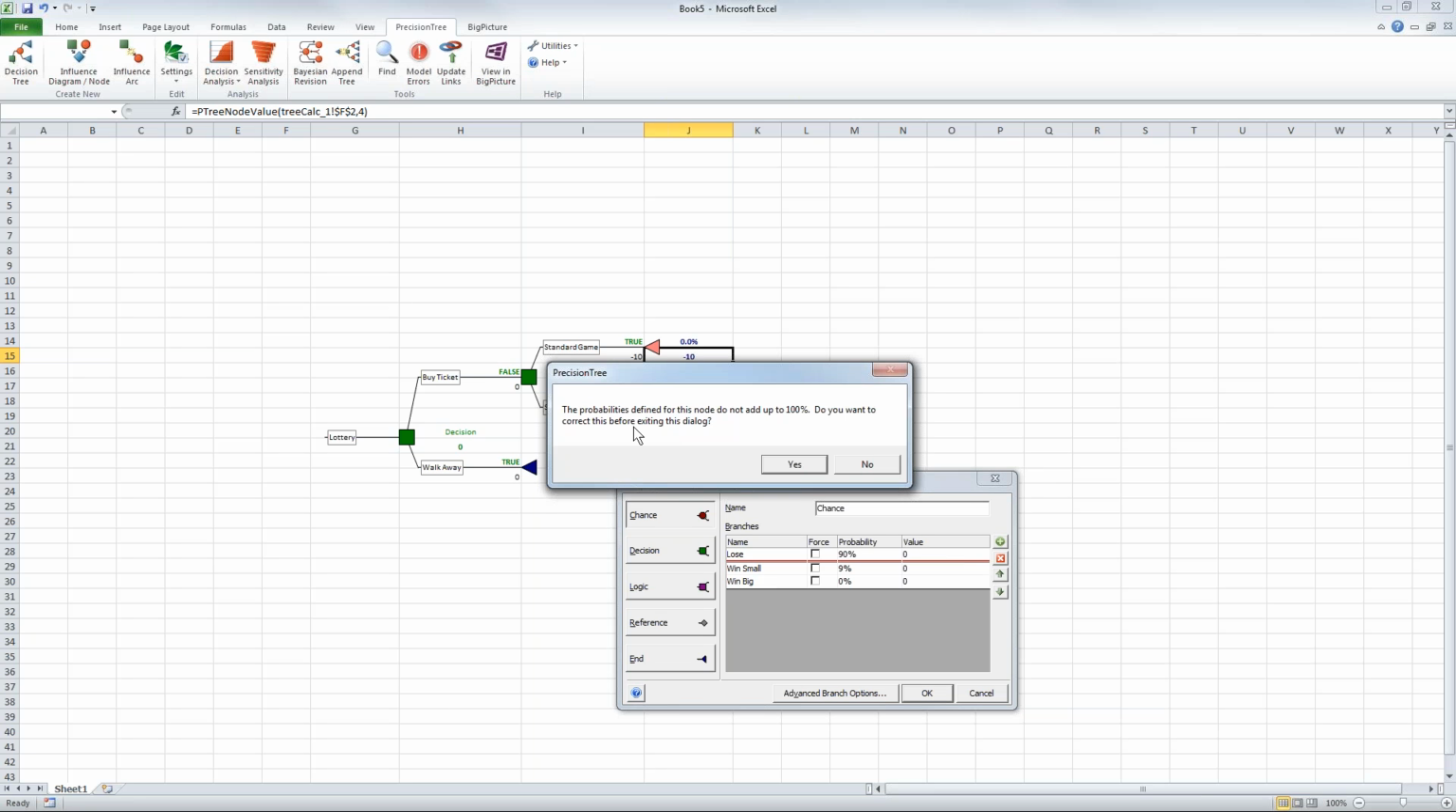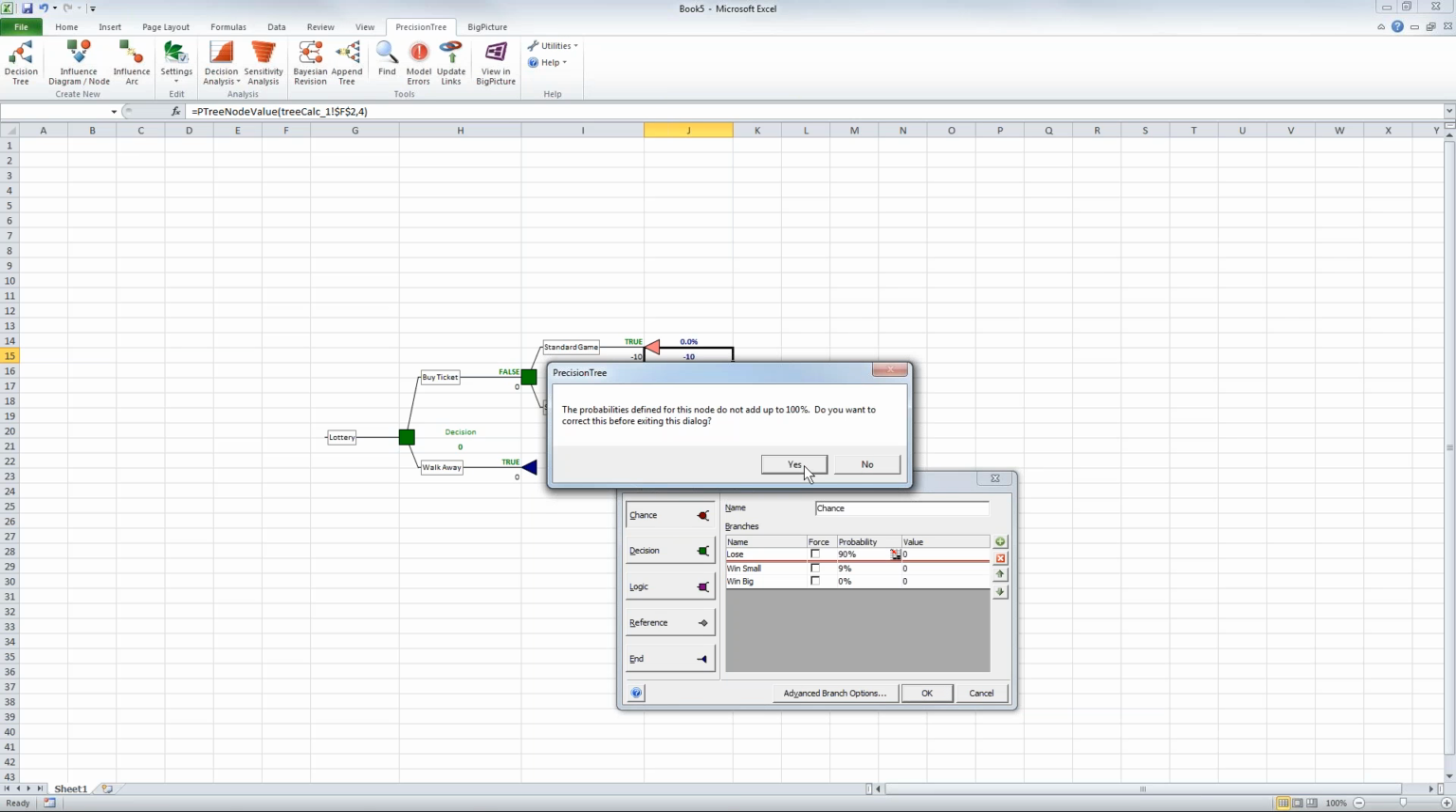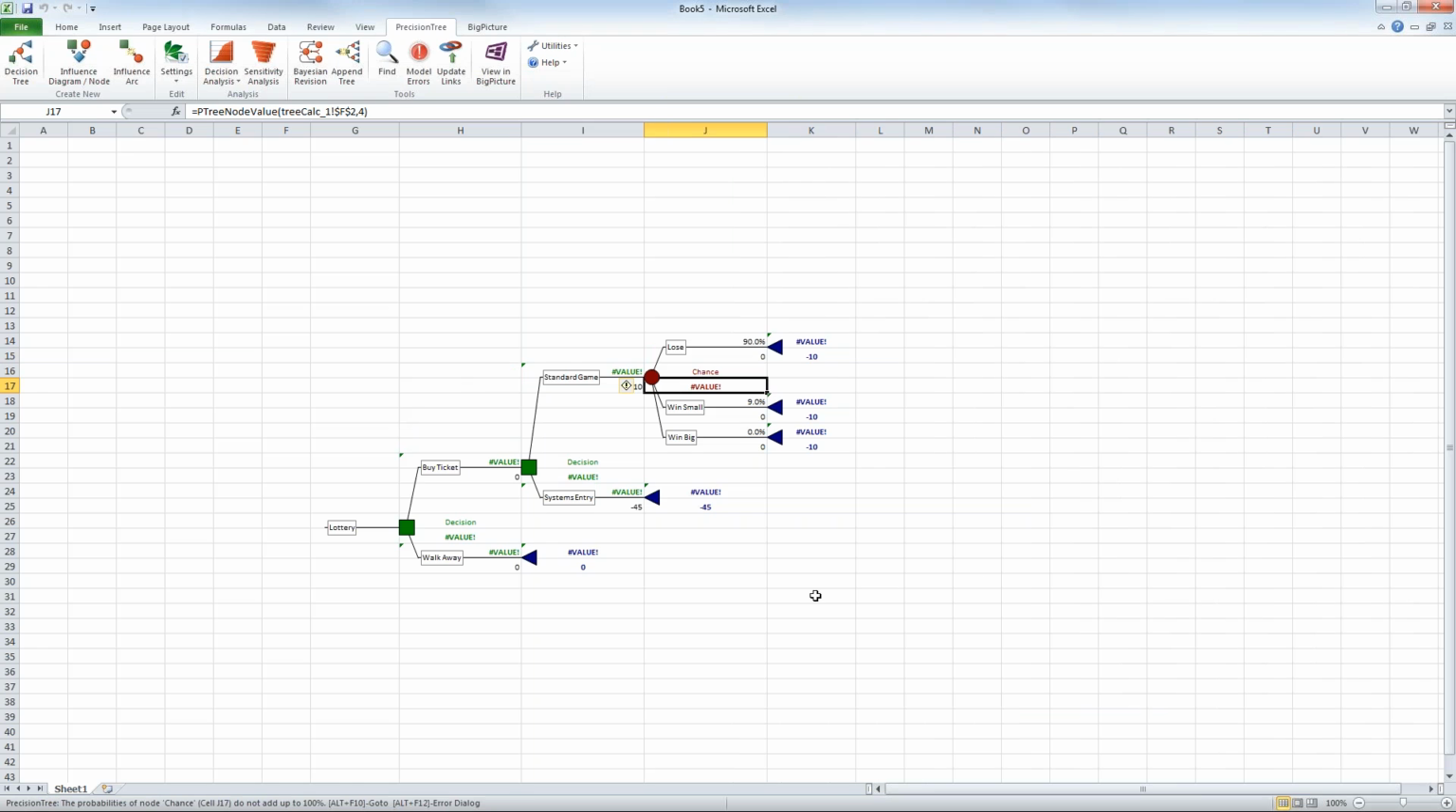If I go ahead and click OK here, it says the probabilities defined for this node do not add up to 100%. Do you want to correct this before exiting this dialog? So it warns you, like, hey, that doesn't make any sense. That's not 100%. Something's wrong. You have to make sure those 3 values add up. If I go ahead and click yes and click OK, oh no, do I want to update it? No. How about if I say no?